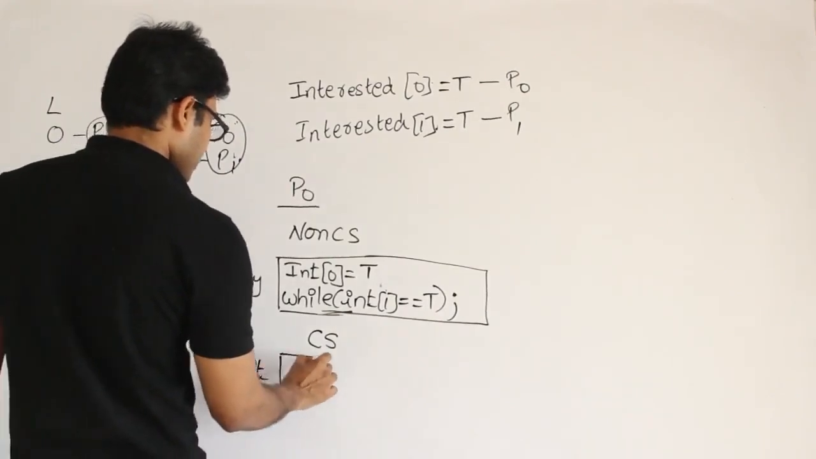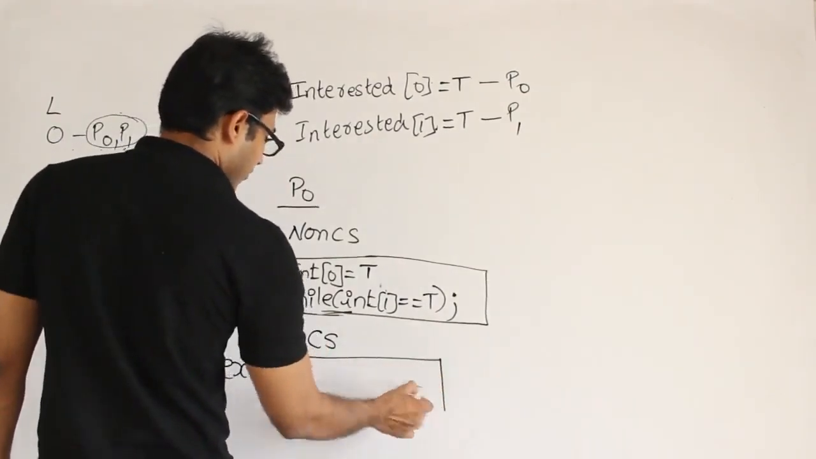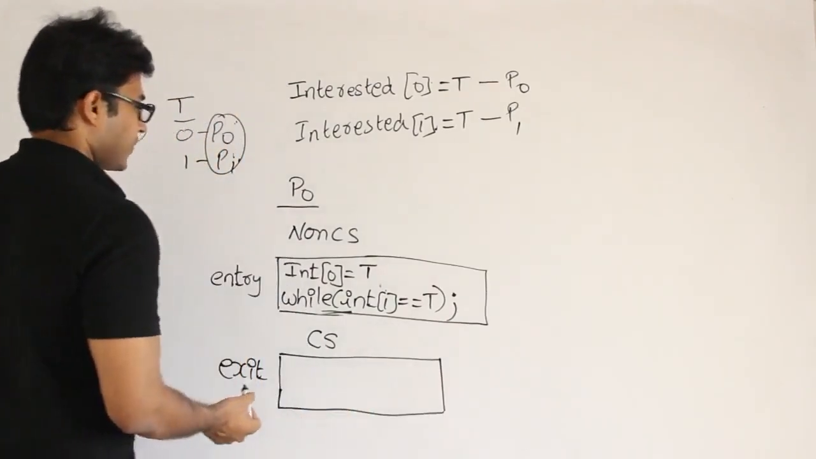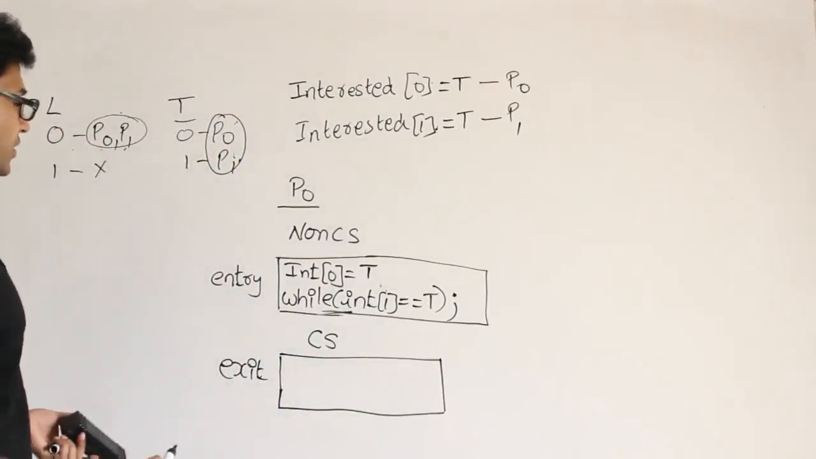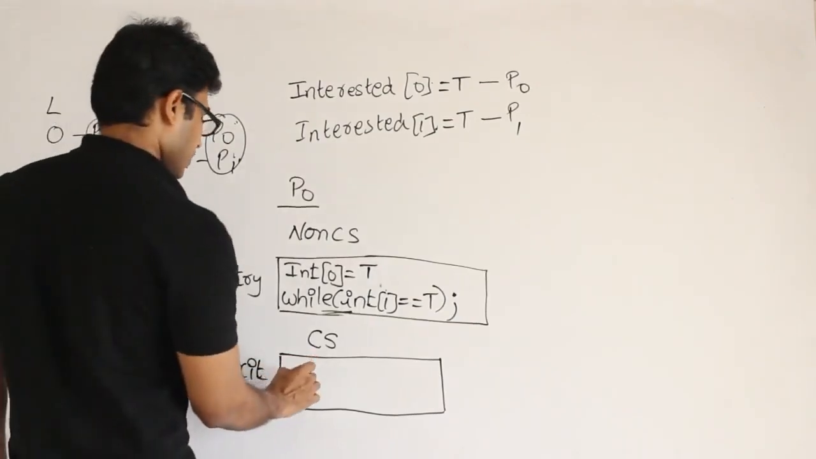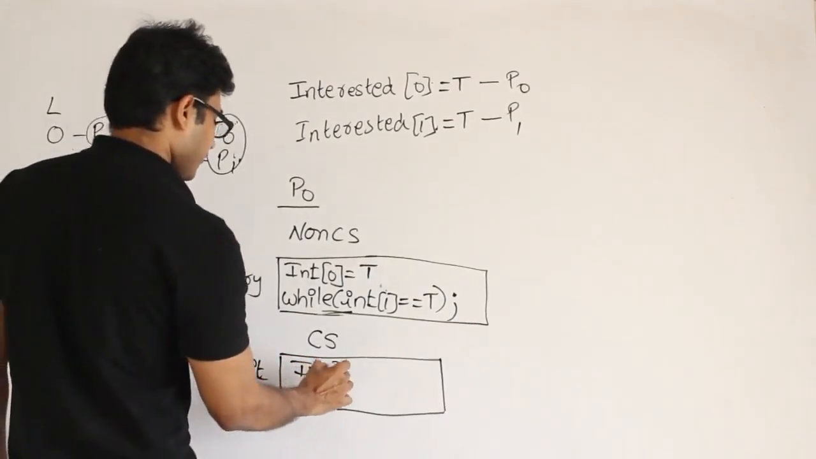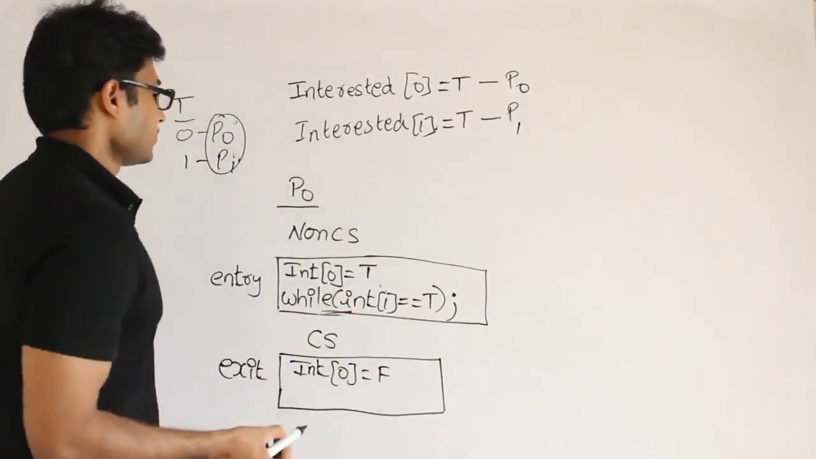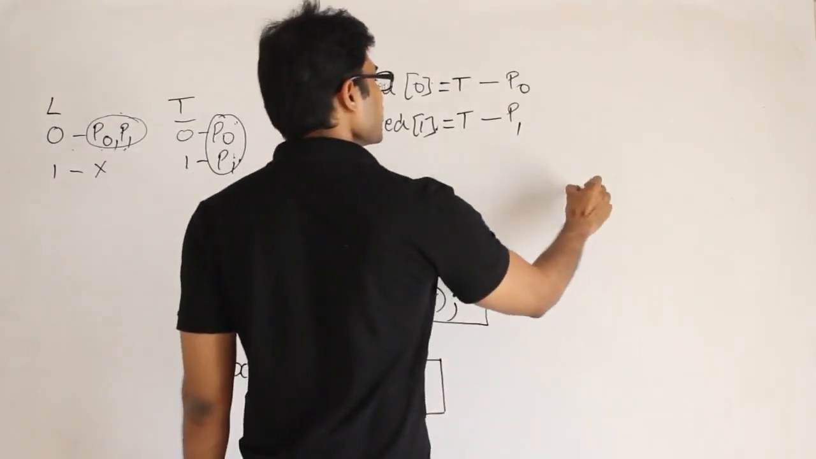And then after that, after the entry section, you are going to enter the critical section and then exit. So when you are going to exit, you can write that you are not interested anymore: interested of 0 equal to false, right? And similarly in P1 also we could do the same thing, right?